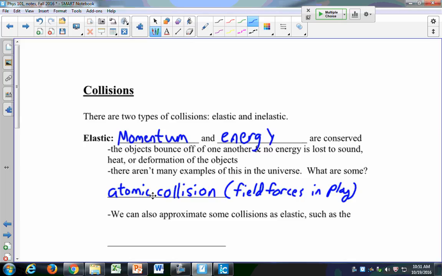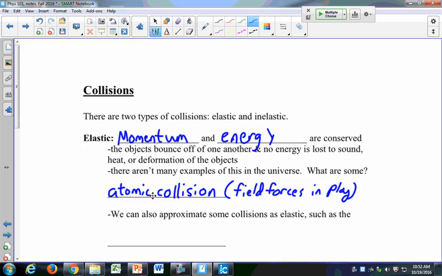We can also approximate some collisions as elastic. I think of elastic as an elastic collision. When I think of the word elastic, I think of something that's really bouncy, right? Like if you have a really good tennis ball and you drop it, it'll go down and it comes up pretty close to where you dropped it from. Am I right? I don't play tennis, but I think that's true. Is that right? A good tennis ball, if you drop it, it'll go down and it'll come back up almost to your hand. What's that, Chandra?